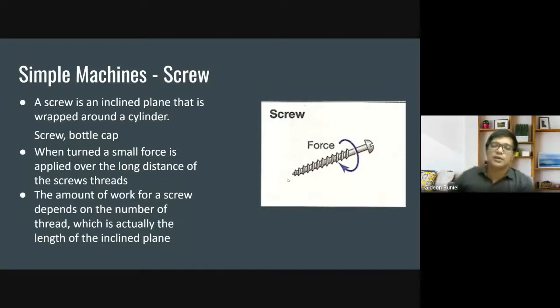The more threads there are, the longer you apply the force. You just have to imagine it. If there are just 1, 2, 3, 4, 5 threads, then it's easy to unscrew because it's fewer in terms of threads. The amount of work for a screw depends on the number of threads, which is actually the length of the inclined plane. When you use the screw, you connect two inclined planes, to make it sturdy and stable.